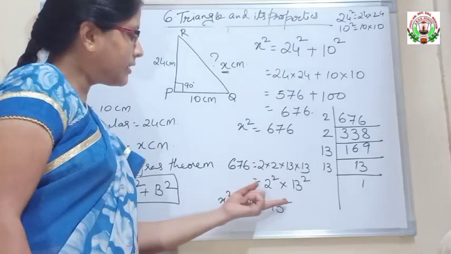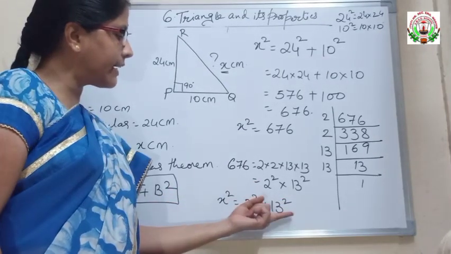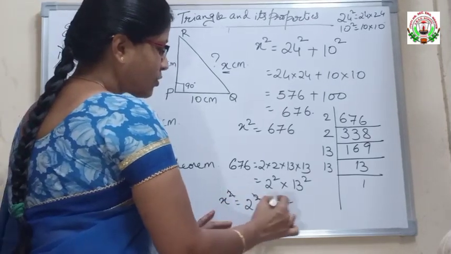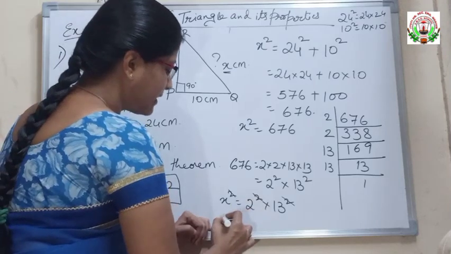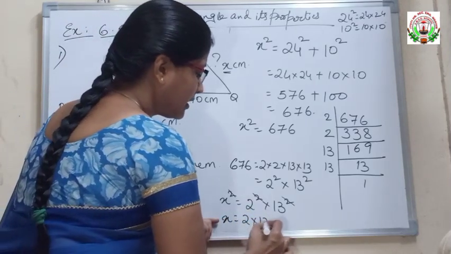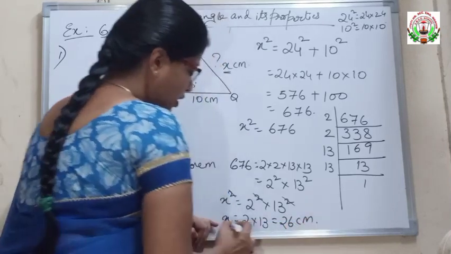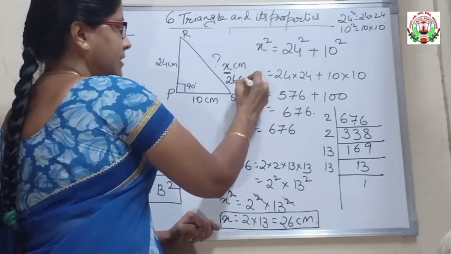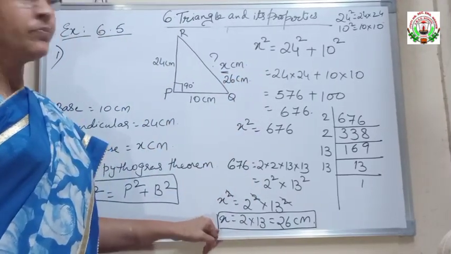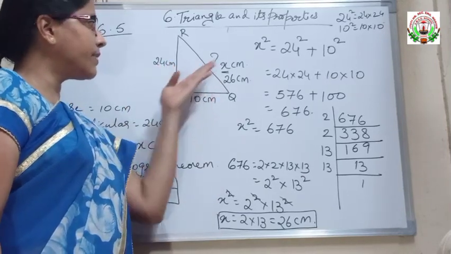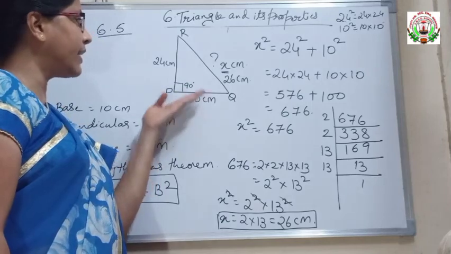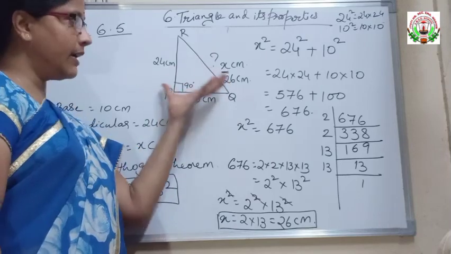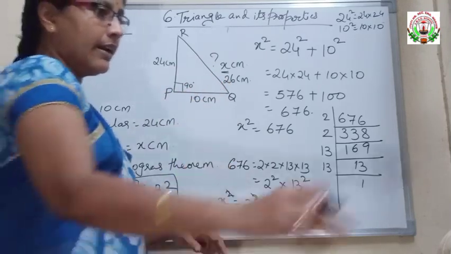You can see that on the left hand side as well as the right hand side, squares are there. So let us cancel these squares. So x will be 2 into 13, that is 26 centimeters. So the hypotenuse is 26 centimeters. In this way, if perpendicular and base are given, we have to find the hypotenuse. If base and hypotenuse are given, we can find the perpendicular. Like this, interchanging will be done in this exercise. So this is your first question. Next question.